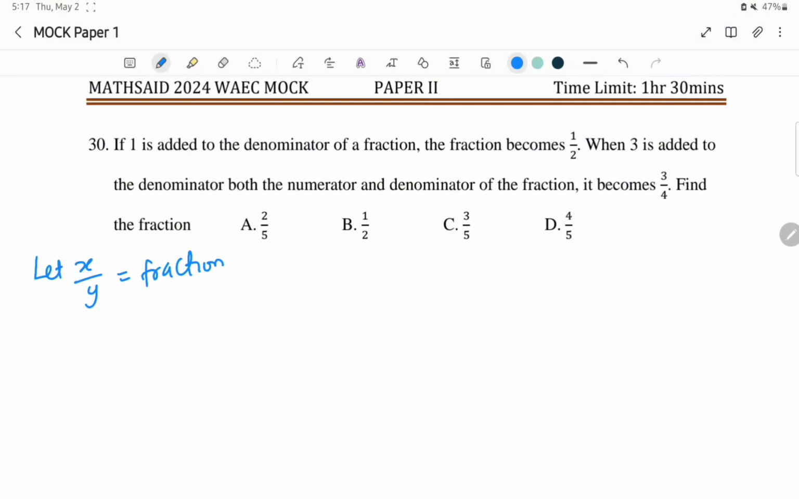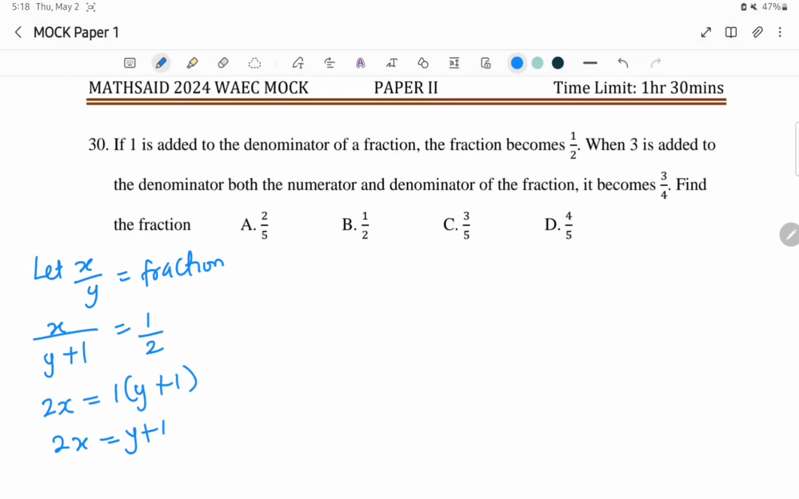If 1 is added to the denominator of a fraction, since our denominator is now y, that means x over y plus 1. The fraction becomes 1 over 2. Okay, that's the first part of the statement. Well, we can just cross multiply. That means 2x equals 1 into y plus 1, and that's simply 2x equals y plus 1.